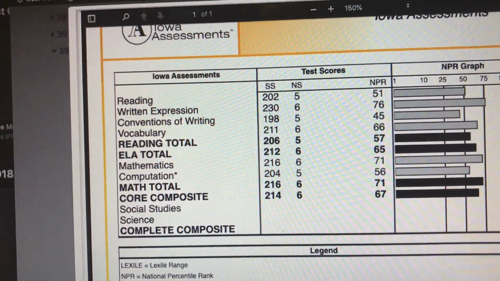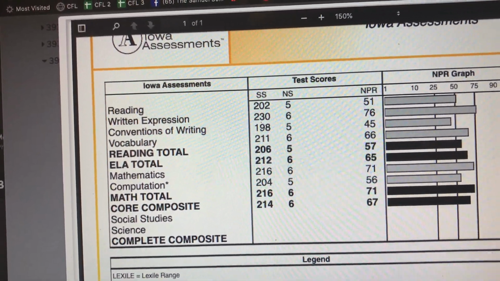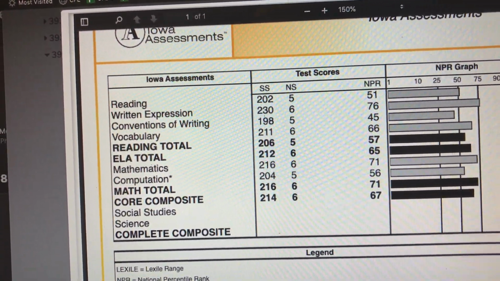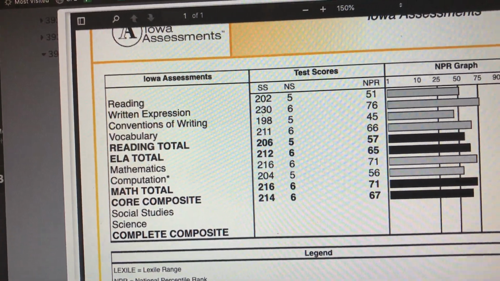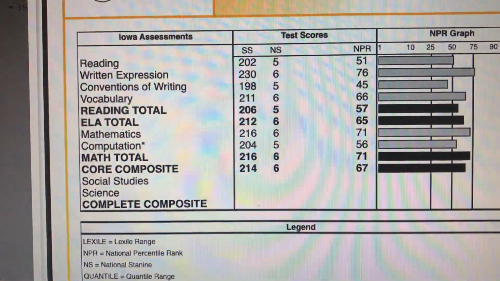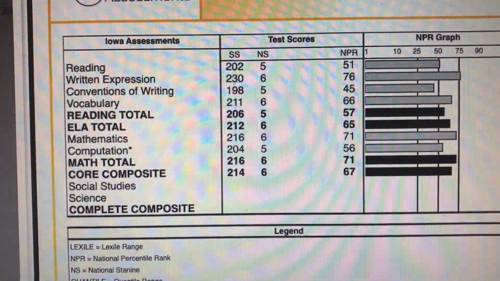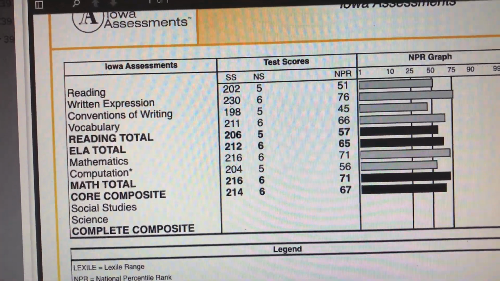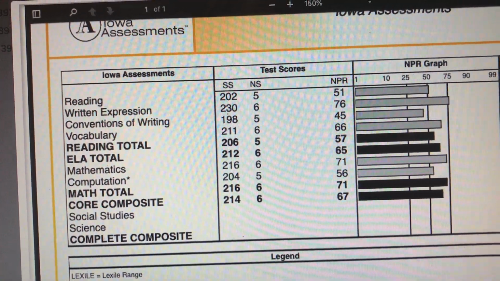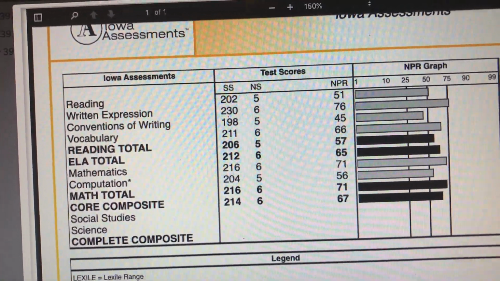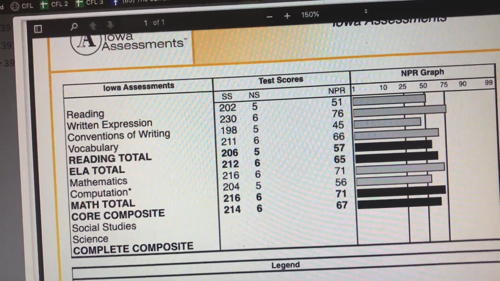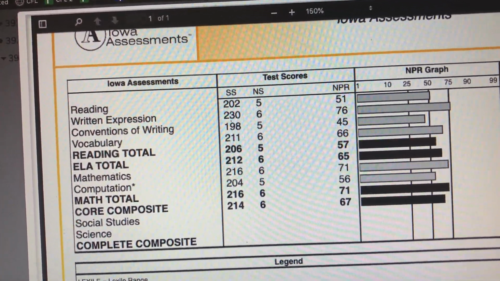These test scores are broken down into a couple different categories. Probably the easiest, most useful one is the NPR, which is the National Percentile Rank. So for example, this student in reading scored in the 51st percentile when compared to over 3 million students across the nation taking this test. So literally at least hundreds of thousands are taking this exact same test on grade level.